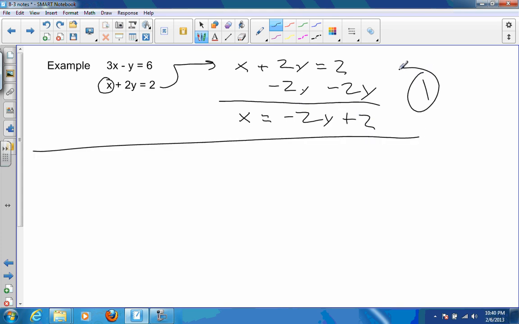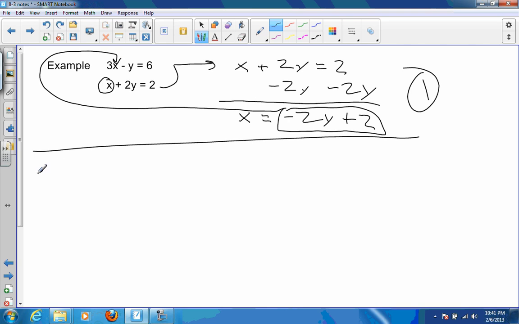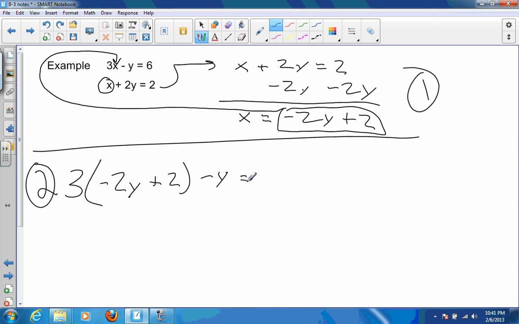Step 1 is finito. So if I know that x is equal to negative 2y plus 2, that means I'm going to plug it in to x in the other equation. So step 2 looks like this: 3 times, instead of x, now I'm going to write negative 2y plus 2 in parentheses. Negative 2y plus 2, close parentheses, finish writing out the rest of the equation. Minus y equals 6. Now I've got to solve for y.